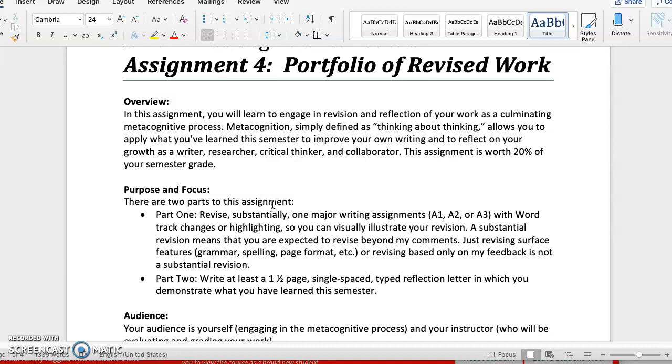You will be tracking these changes either with highlighting or with the use of track changes, a feature on Word, so that I can understand what changes you've made to your document, so that you can visually illustrate your revision. Part two will be to write at least a 1.5-page single-spaced typed reflection letter in which you demonstrate what you've learned this semester. And I'll talk about part two in a moment.